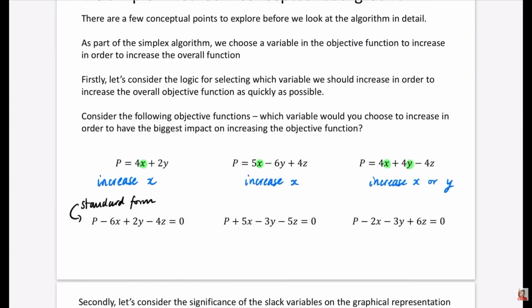Now, thinking about this, because we've shifted these parts to the other side, here we were looking for the most positive ones. On this stage, we're going to be looking at the ones that are the most negative.